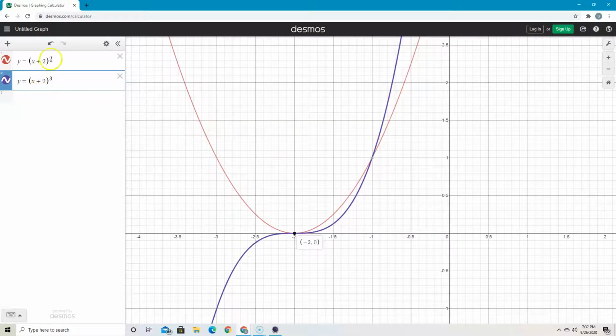And when it's even multiplicity, the graph will touch the x-axis as well, obviously, because it's a 0, an x-intercept at x equals negative 2. But then it turns around. It's a turning point. So when you have even multiplicity, it's going to touch the x-axis, then turn around and go back. When it's an odd multiplicity, it's going to touch the x-axis, but it's not going to be a turning point.